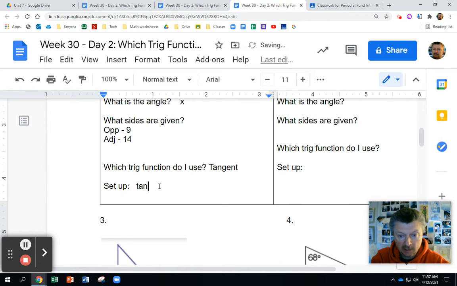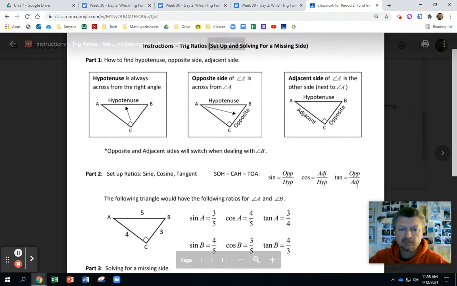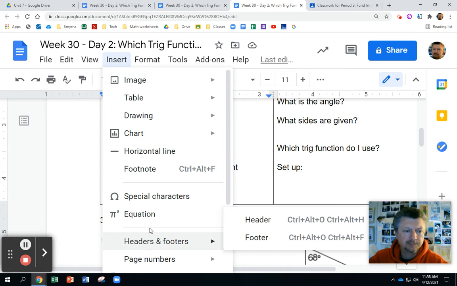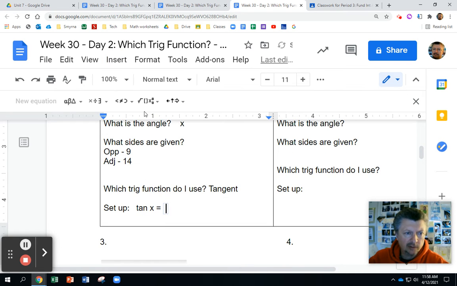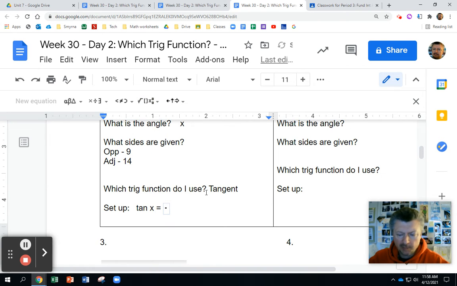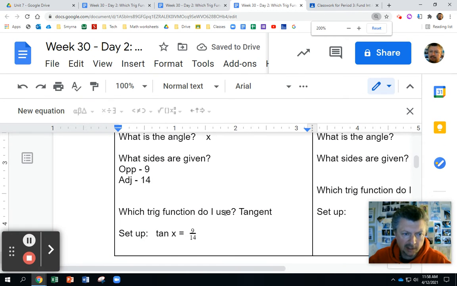You put tan, and then the angle, whatever it is, x, and that's going to equal something over something. As you can see here, tangent is opposite over adjacent. So we're going to have 9 over 14. If you want to do a fraction, I'm going to insert an equation, fraction right there. Opposite over adjacent, 9 over 14. There it is. That's done.